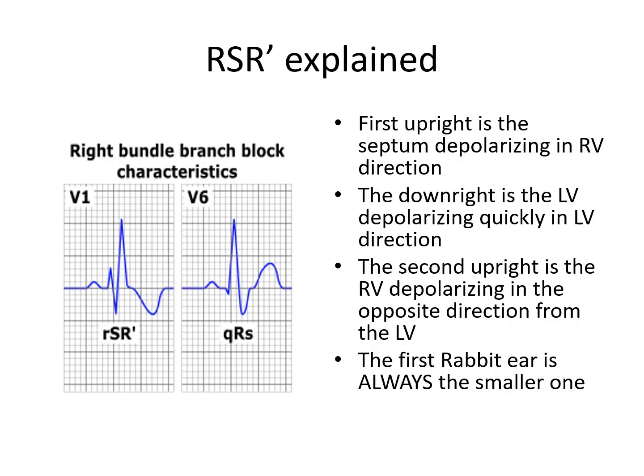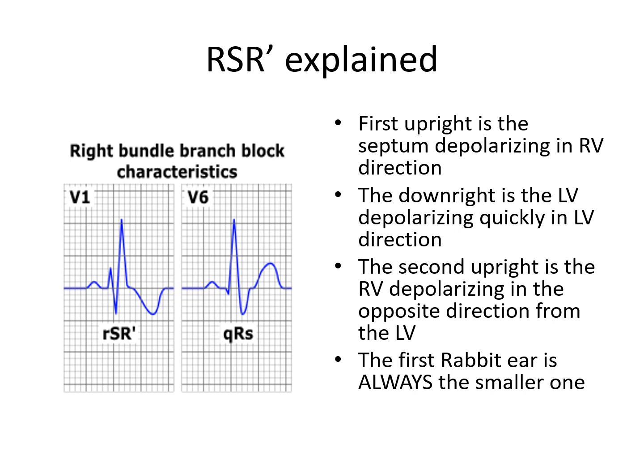Again, let's explain the morphology of this. We'll focus on V1 because it's more pathognomonic. And it's the same principle as with the left bundle. It is a superimposition of the left ventricle quickly depolarizing in the opposite direction of the RV, which is taking a longer time because its fascicle is now non-functioning. So the first upright deflection is actually the septum, which depolarizes in the rightwards direction. Then you have the LV depolarizing quickly in the opposite direction, thus the negative deflection.